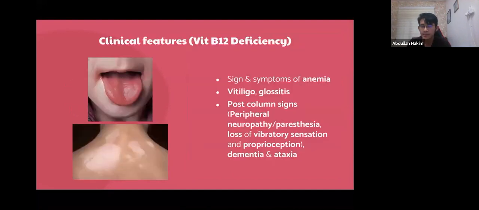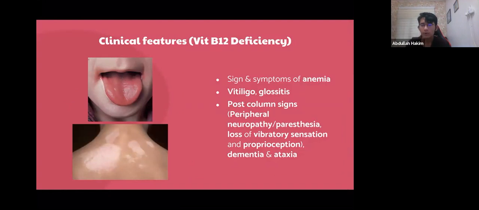So the clinical features, first for vitamin B12 deficiency. We can look for signs and symptoms of anemia: lethargy, fatigue, and pallor. We can also look for vitiligo, which is depigmentation of the skin. You can see it in the bottom picture. And also glossitis, the inflammation of the tongue. The tongue looks smooth, red and inflamed.